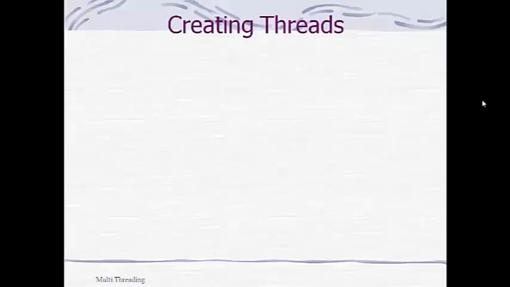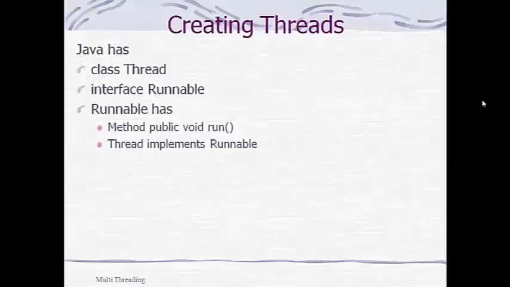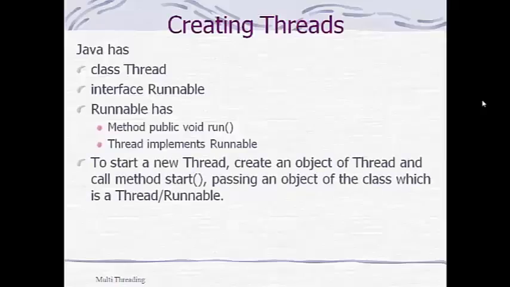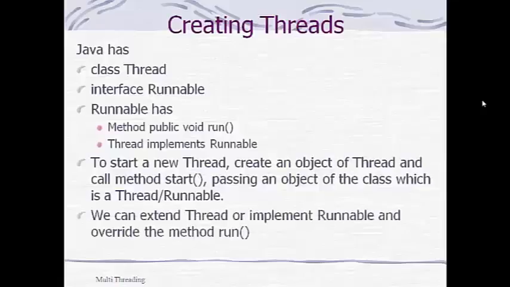Creating threads. Java has a class Thread and an interface Runnable. Runnable has a method public void run. A Thread implements Runnable. To start a new thread, create an object of Thread and call method start, passing an object of the class which is a Thread or a Runnable. We can extend Thread or implement Runnable and override the method run.